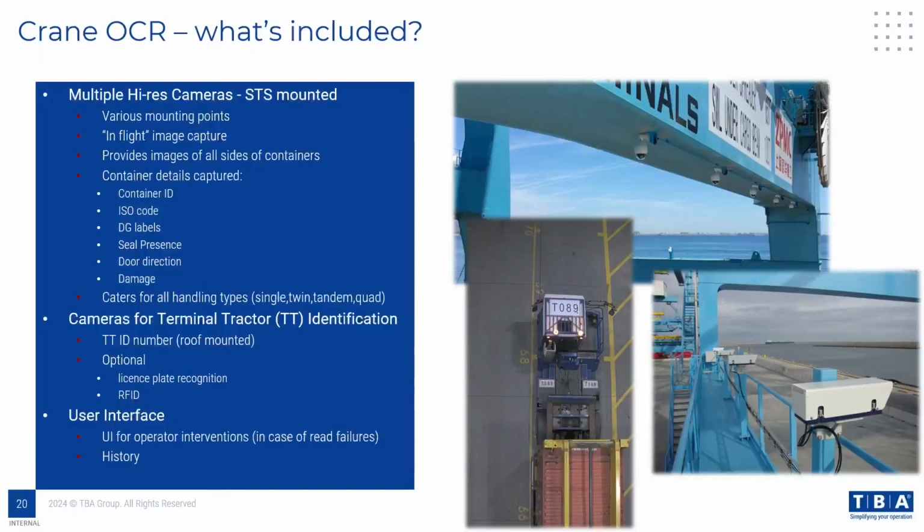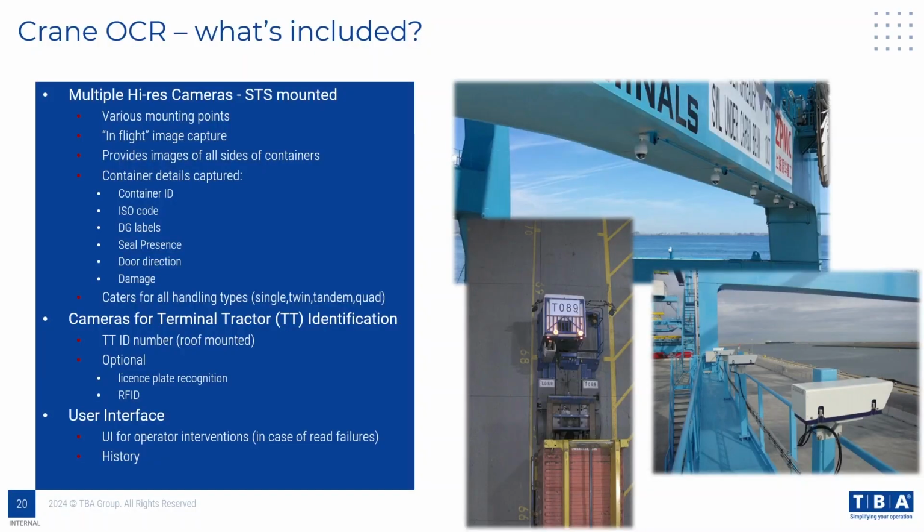COS. So looking at a typical crane OCR solution, we would typically see cameras mounted at various points around a ship-to-shore crane. Those cameras are positioned and designed to do what we call in-flight capture. And this is capturing of images as the container's travelling to the vessel from the quay, or vice versa from the quay to a truck. Again, the cameras are positioned as such that they will capture all sides of the container. And again, as per the gate, it will provide captures of all the key information on the container. So obviously the container ID, the ISO code. It can also pick up things like dangerous goods labels, seal presence, and we've also got door direction and damages as options there as well.